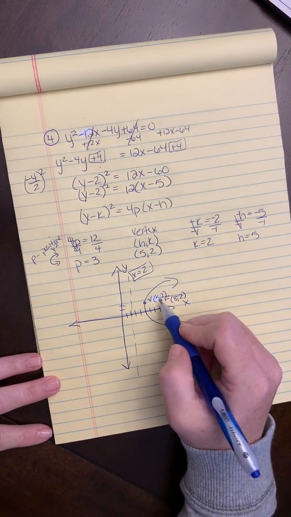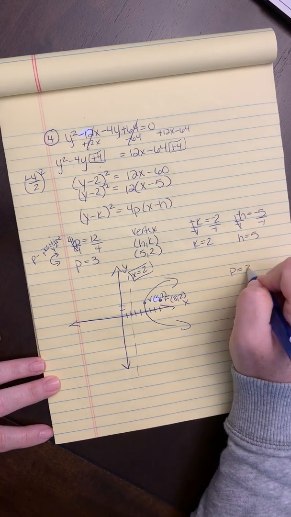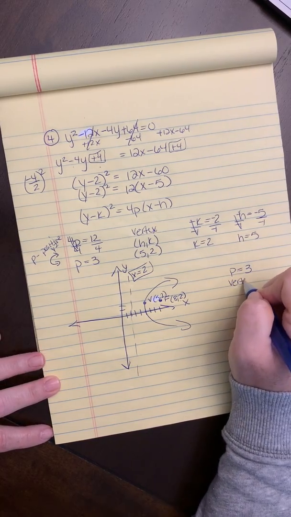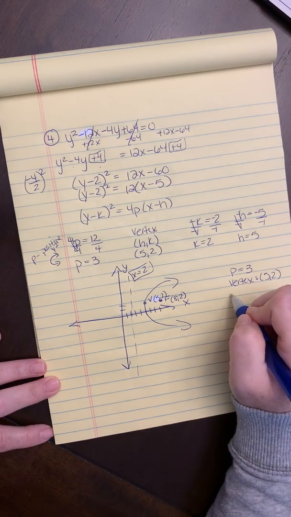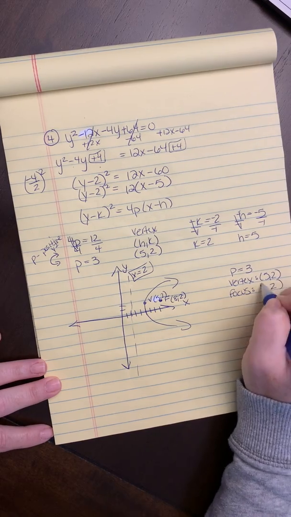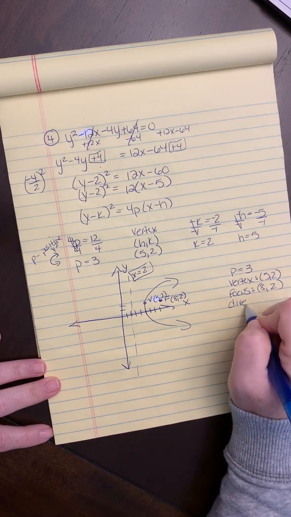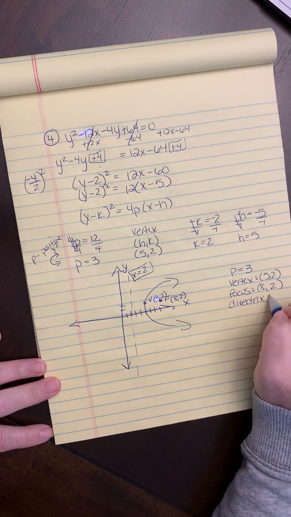I've got my focus, my vertex, my directrix, and I'm good to go. So p equals 3, vertex is 5, 2, focus is 8, 2, and my directrix is x equals 2.